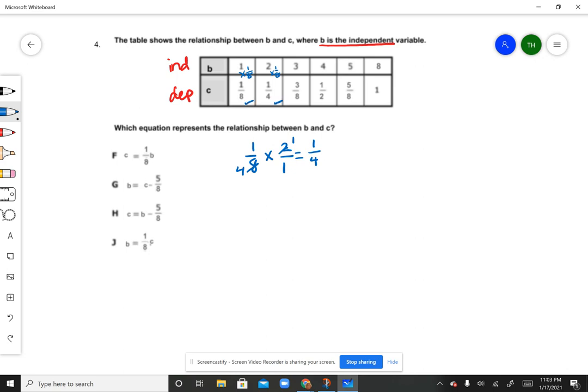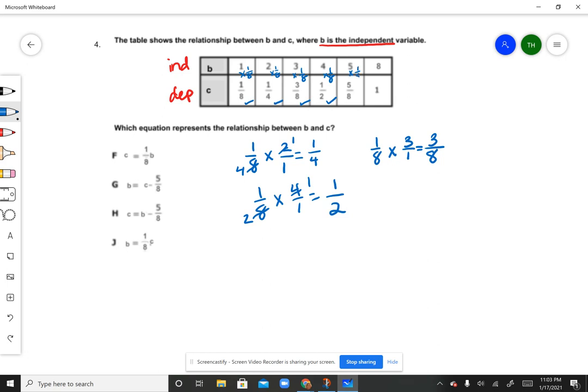Okay, so it worked in those two places. Let's try our 3 times 1/8. So 1/8 times 3 over 1. 1 times 3 is 3. 8 times 1 is 8. So that worked. Okay. Let's try it with 4. 1/8 times 4 over 1. I'm going to go ahead and simplify from the beginning. 1 times 1 is 1. 2 times 1 is 2. So that worked.